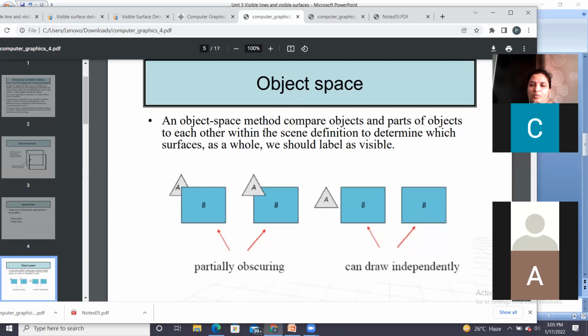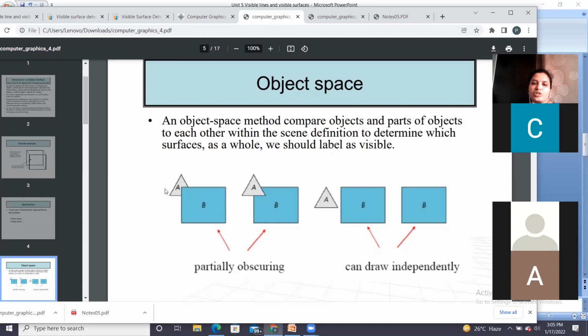So the object space method compares the objects and parts of the objects to each other within the scene definition to determine which surfaces as a whole we should label as visible. Then it determines which portions or surfaces are considered visible and which are considered hidden. These two are cases where the objects are overlapping, occluding, or obscuring each other.